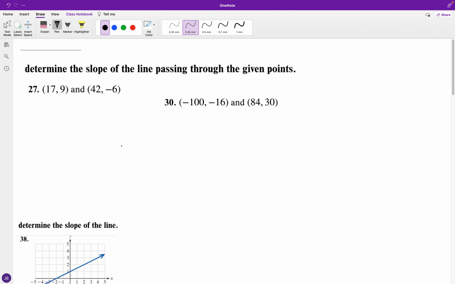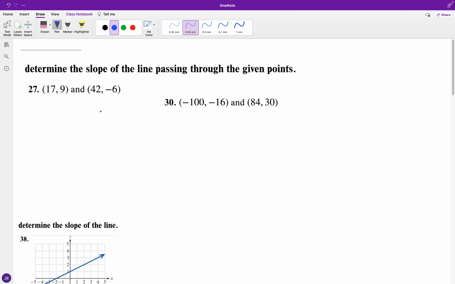And just for the group that we have from section 1.4, in numbers 27 and 30, we're looking at the determination of the slope of the line that passes through the given points. Again, with 27, we have ordered pairs (17, 9) and (42, -6), two among infinitely many other points through which that particular line is going to pass.